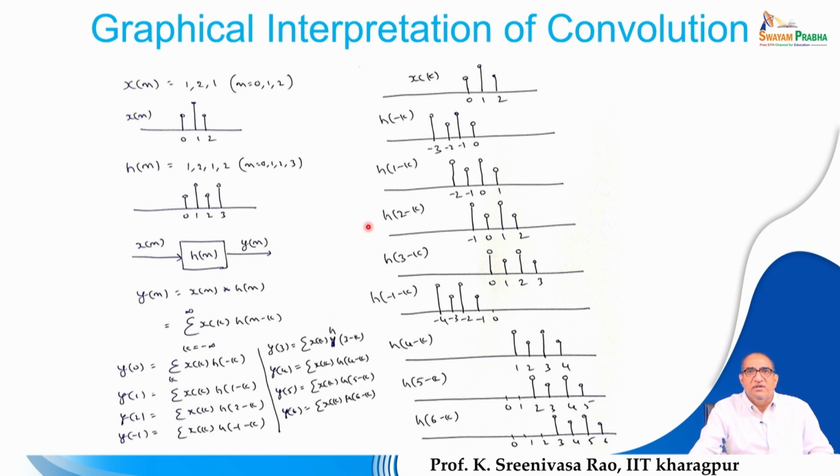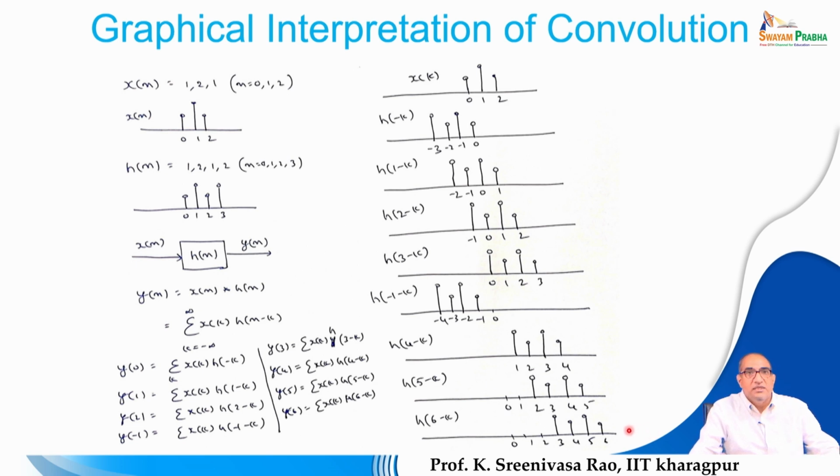But if you shift h of minus k towards the positive direction, you can find the shift till 2. For h of 4 minus k, you have an overlap at 1, and 2 samples overlap with x of k. Likewise, h of 5 minus k also has an overlap, because here you have a sample at instant 2 and x of k has a sample at instant 2. But h of 6 minus k has no overlap at all, it will be 0, and if you shift further there will not be any overlap and the result is 0.